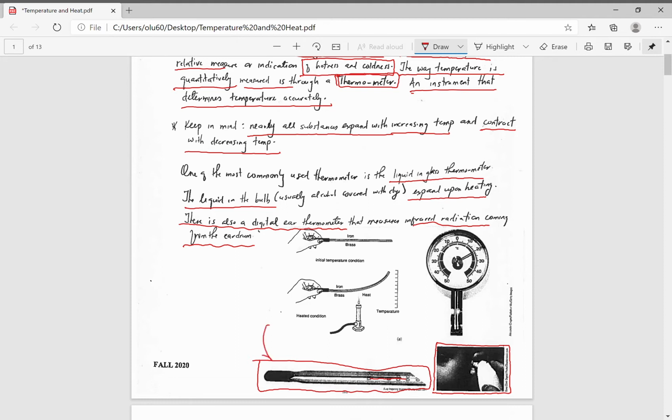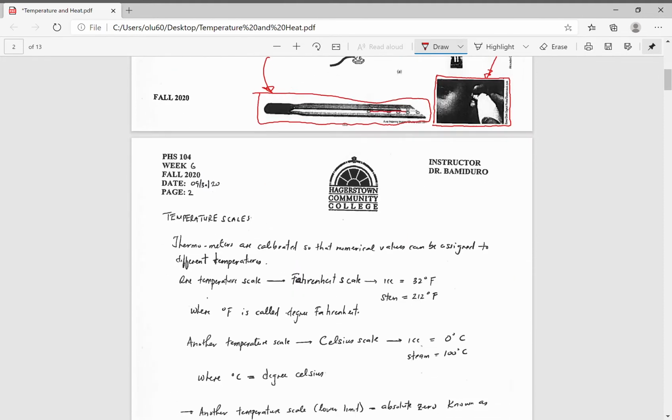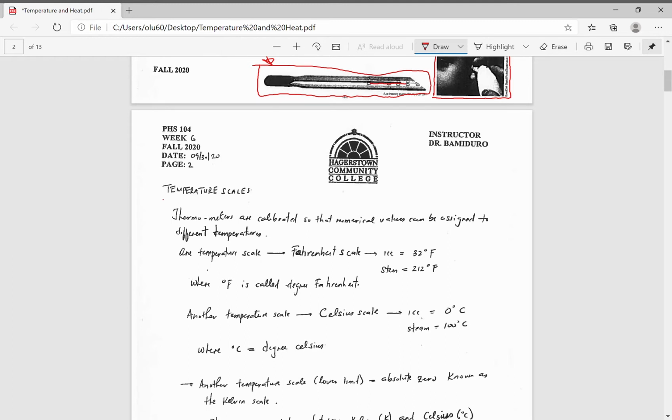Of course, this is something that we normally put in our mouth, and this is one where they can actually put it in our ear to also determine the temperature of the body. Okay. So now we know how to measure temperature, what scales are being used as an indicator?